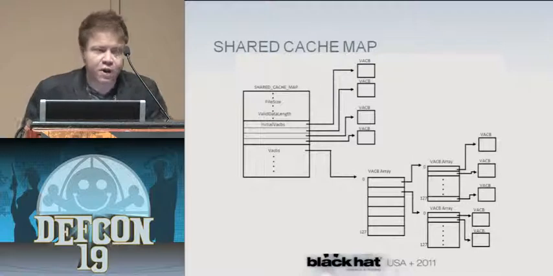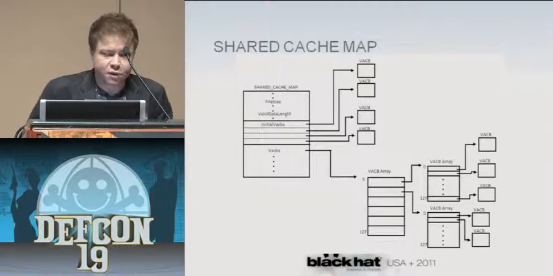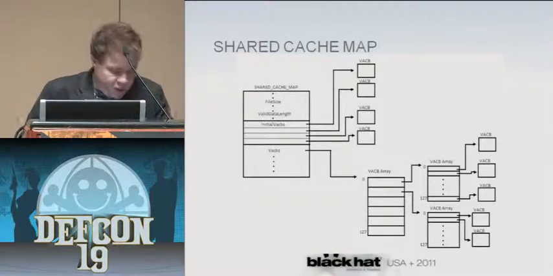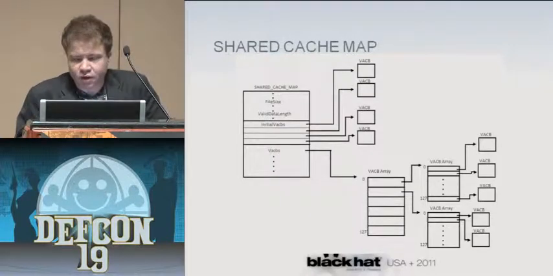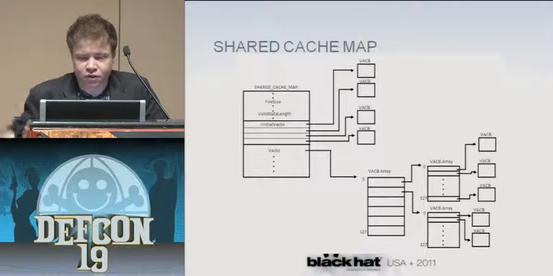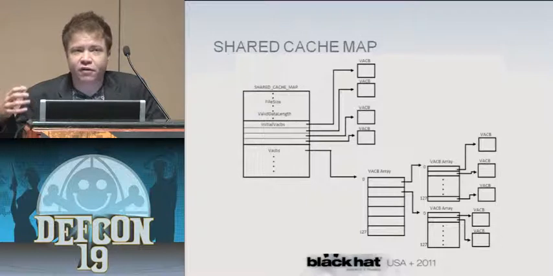Here's what the shared cache map would look like, kind of conceptually. This, obviously, at the bottom is just 2 levels deep. And if we parse this, we'll get all the file data that is present in the cache.